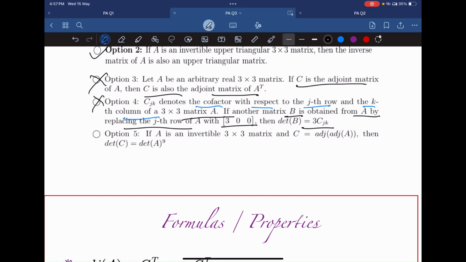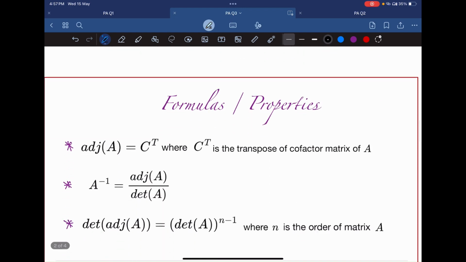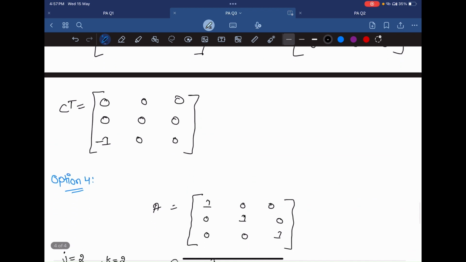Sometimes it is easier to disprove a statement than proving it, and for disproving a statement, we only need one counterexample that does not follow the rule that is stated in the option. So that's why sometimes we use an option to disprove a statement. Now let's check option 5.